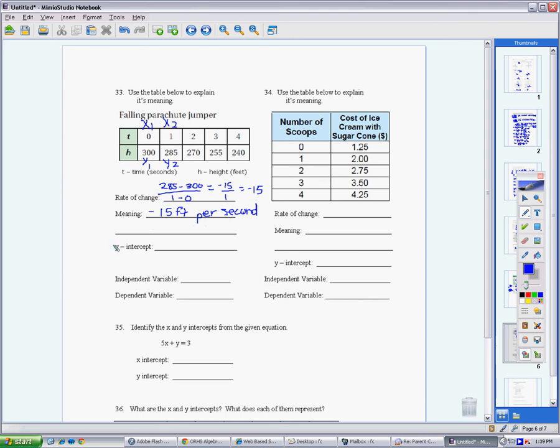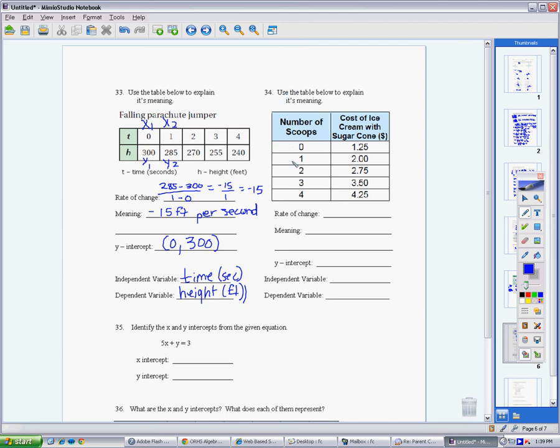Y-intercept. Okay, if it's on my y-intercept, that means it's crossing my y-axis. And on my y-axis, my x coordinate is 0. So my y-intercept is at 0, 300. The independent variable that's on the top of the table, that would be time, which is seconds. And my dependent variable would be the height, which is feet.